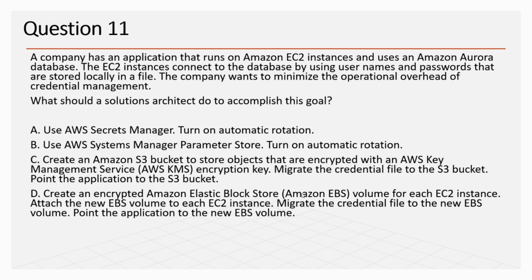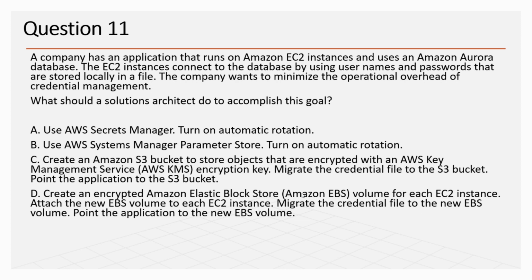So basically, the company has saved the username and password locally in a file, which I wouldn't suggest. That's not a safe practice to do. Then the company wants to minimize the operational overhead of the credential management. So in order to accomplish this particular goal, what should a solutions architect propose? So your options are: A, use AWS Secrets Manager, turn on automatic rotation.